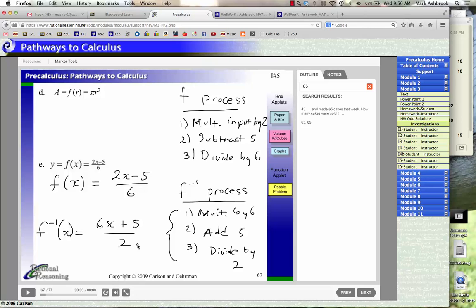Yeah. Is that worksheet on the exam? It's in the exam prep. Oh.